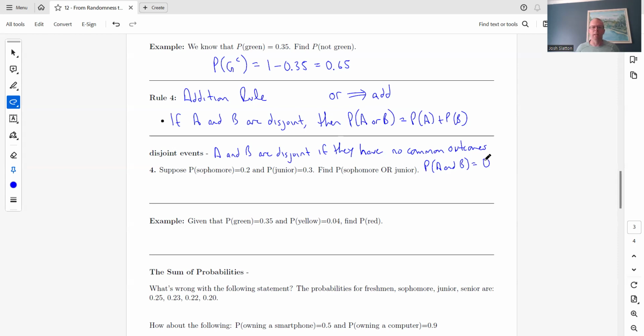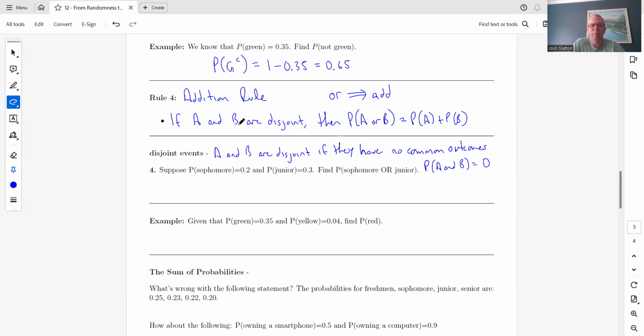To state it another way, A and B cannot happen at the same time in the same way. For instance, either today is Wednesday or today is Thursday, but today cannot be Wednesday and Thursday at the same time. So Wednesday and Thursday would be disjoint events.